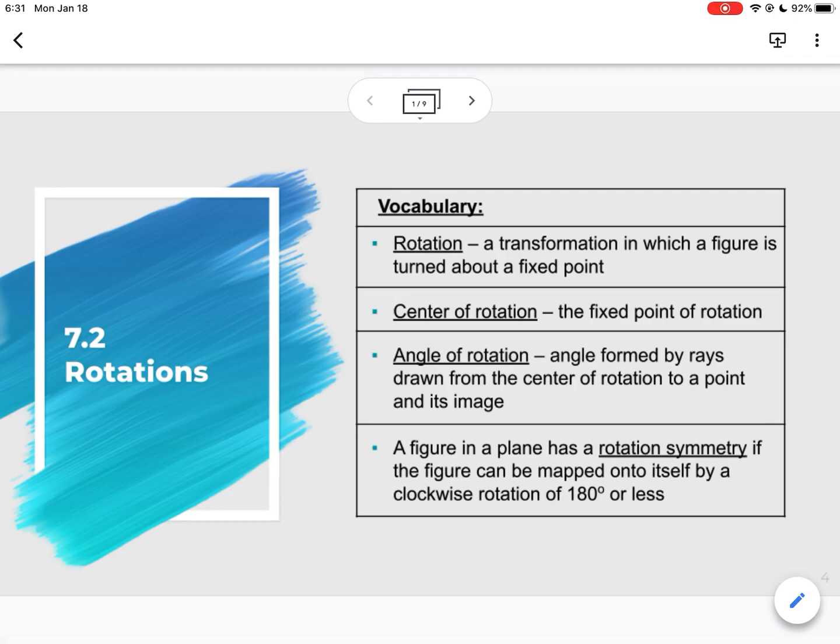The angle of rotation is the angle formed by rays drawn from the center of rotation to a point and the image of that same point. A figure in a plane has rotational symmetry if it can be mapped onto itself by a clockwise rotation of 180 degrees or less.